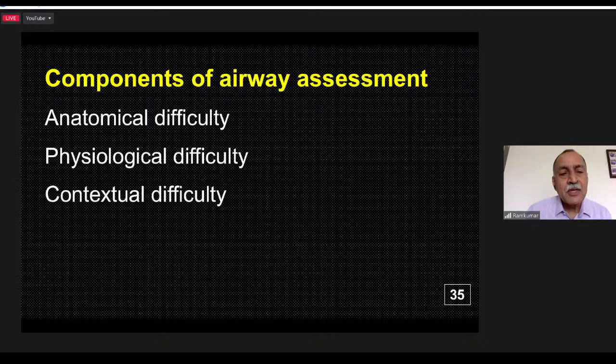The second component is physiological difficulty. When we talk about a difficult airway, the majority of us will concentrate on the anatomical difficulty. But we must remember that there are two other areas that can pose a lot of difficulty.